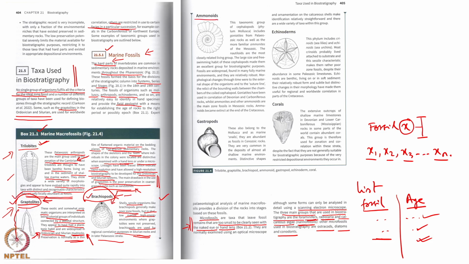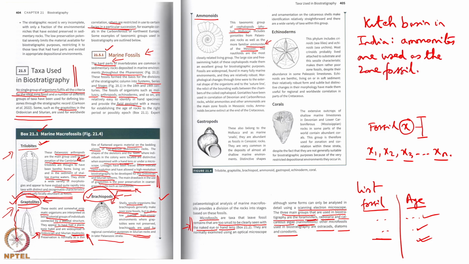Let us look at the ammonoids. This is basically the taxonomic group of the cephalopods, and they belong to the phylum Mollusca. The more familiar is the ammonites of the Mesozoic, and ammonites are used in Mesozoic correlation. In the Kutch basin in India, the ammonites are used as the zone fossil.